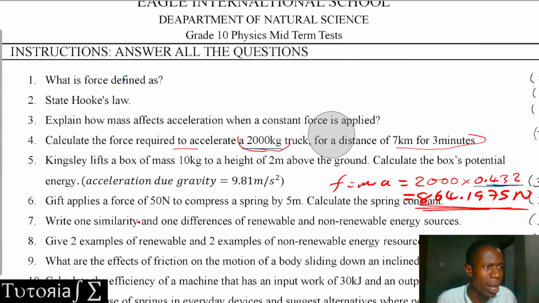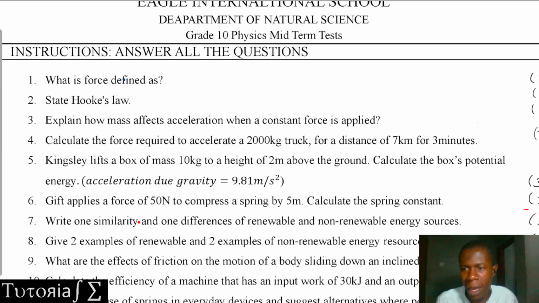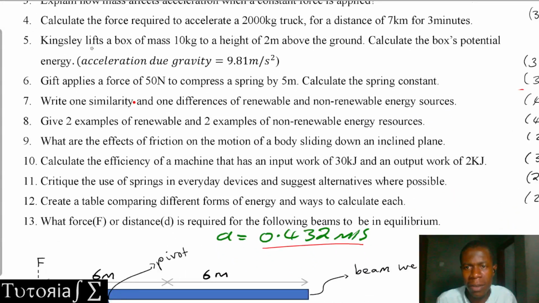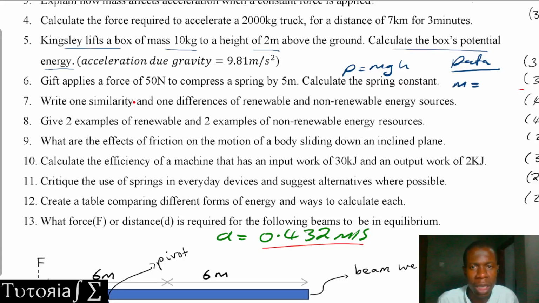So that was question number 4. We go to question number 5. Okay, question number 5: Kingsley lifts a box of mass this to a height of that. Calculate the potential energy. So again, we know that potential energy is equal to mass times gravity times height. And in our data, we have a mass m, which is 10 kg. We have height h, which is 2 meters.